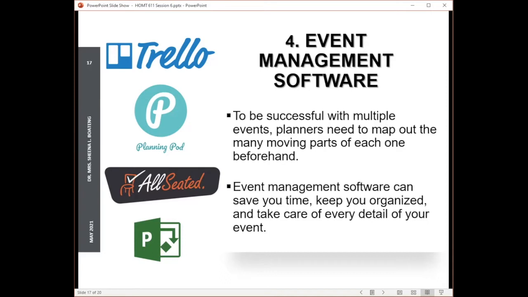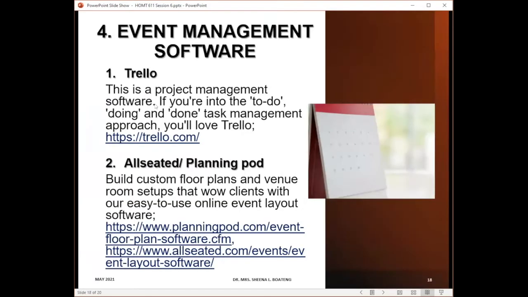However, it is one that you have to pay for. But if you had to pay for any event management software apart from Microsoft Project, which is this one, the one at the bottom, the last one, I'll advise you to go for Trello, because Trello is easier to use in the sense that it helps you to be able to perform basic tasks and be able to check them off your list. So if you are into the to-do, doing, and done task management approach, Trello is the best for you. And you will agree with me that this approach to task management is the easiest and most straightforward. The task has either been done, it is being done, or it is yet to be done.